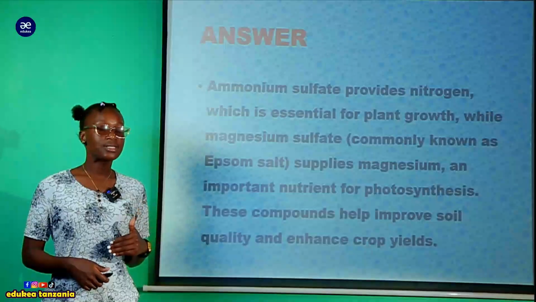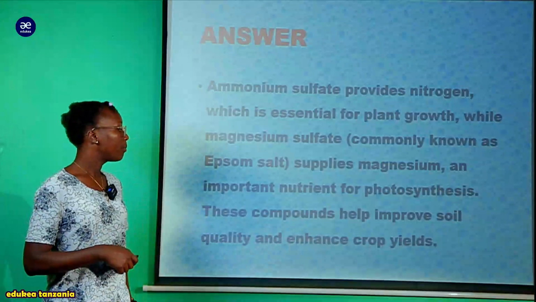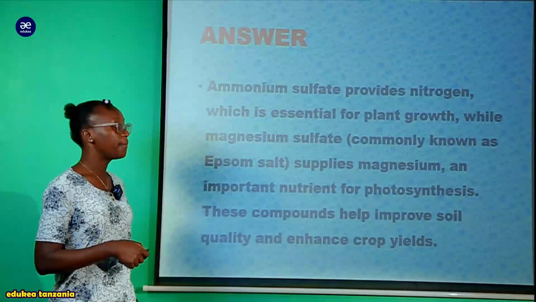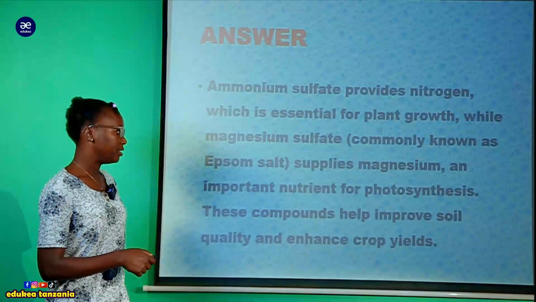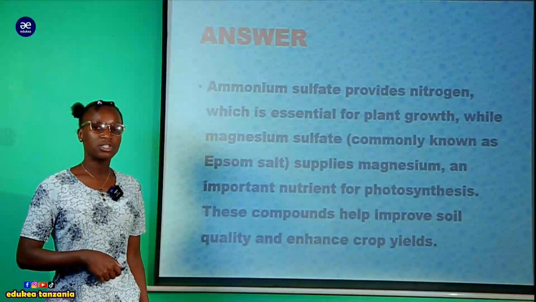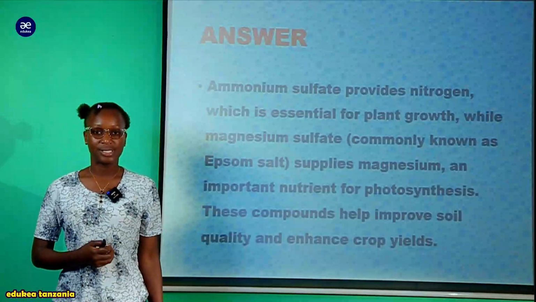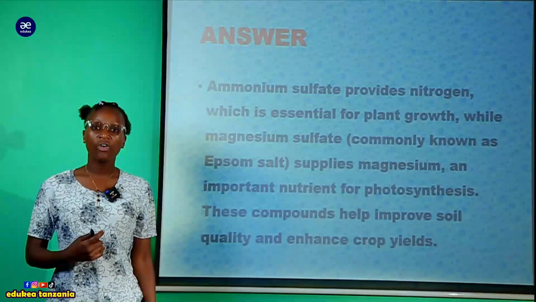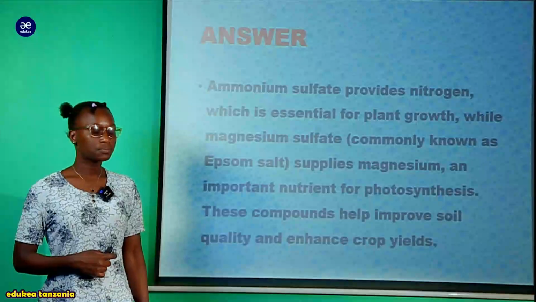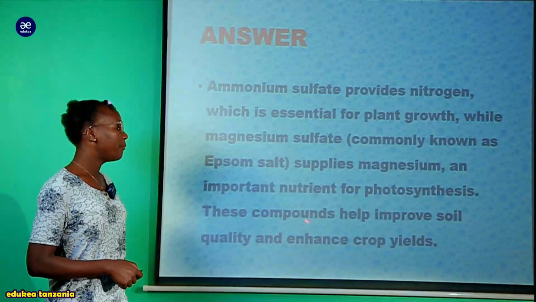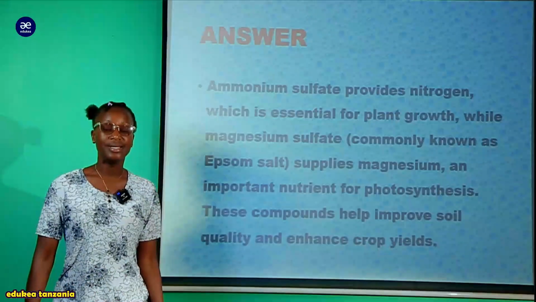Kwa hiyo utaona kwamba this is a compound of the sulfate. Na yenyewe unaona kwamba ina provide au ina supply magnesium metal au magnesium element. So and this magnesium is very important nutrient for the photosynthesis. Kwa namna moja au nyingine unaona kwamba it is very very significant. So these compounds help improve soil quality and enhance crop yield.